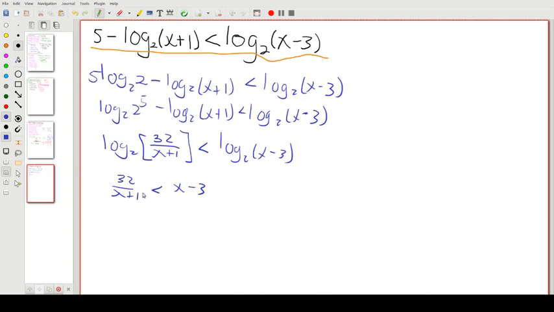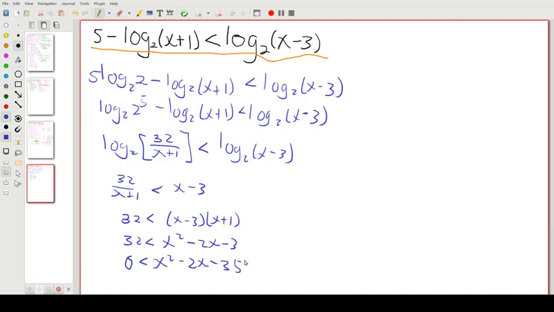Right, so let's multiply both sides by x plus 1 to get rid of the fraction. That'll give us 32 is less than x minus 3 times x plus 1. And that'll give us 32 is less than, if we multiply this out, we get x squared minus 3x plus x is minus 2x and minus 3. Right, so one more line here and then we'll zoom out a little bit. So 0 is less than x squared minus 2x, and then minus 3 minus 32 gives us minus 35.